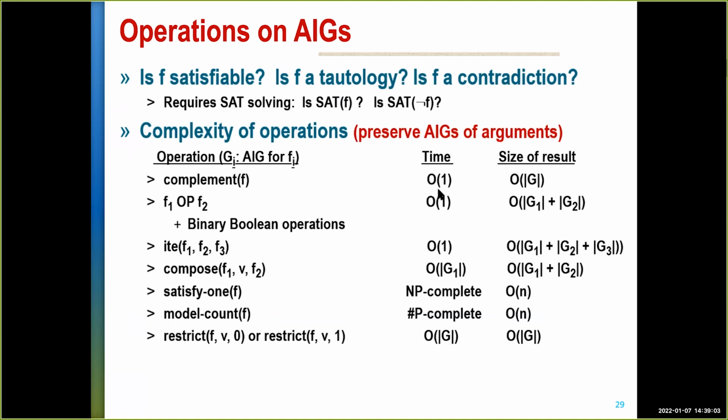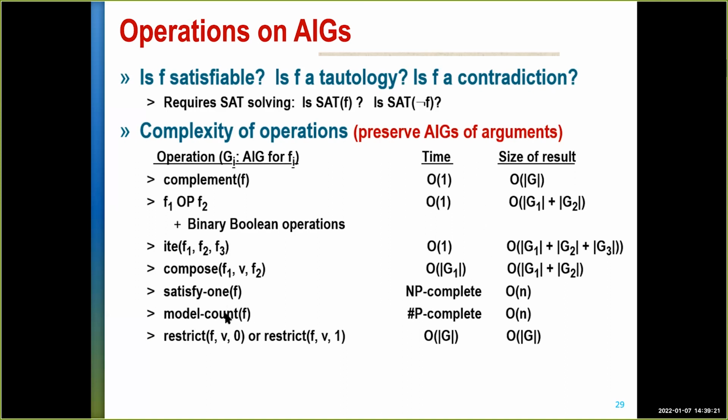So complementation is very easy. Binary Boolean operations, ternary Boolean operations, very easy. ITE is easy. Compose is, as I said, you just keep coming down to the leaf, and by that time you're done. So these are all very nice properties of AIGs.